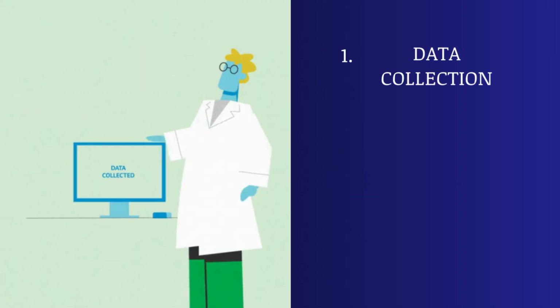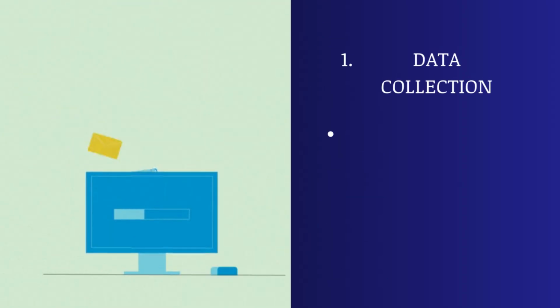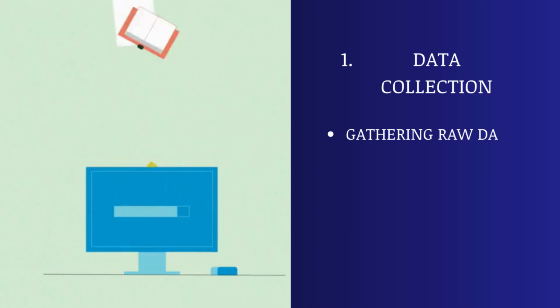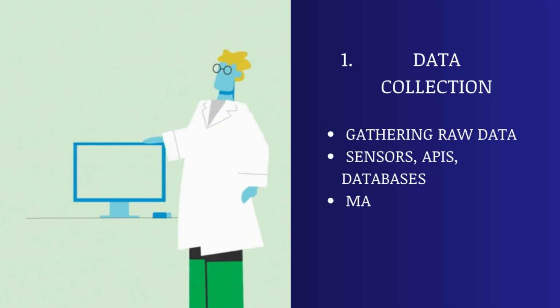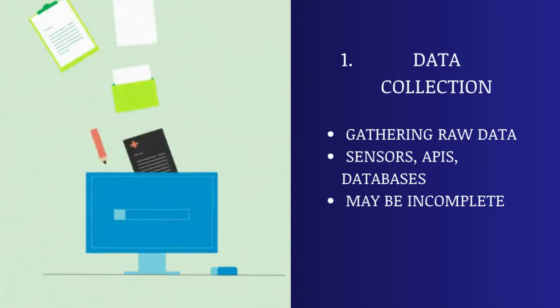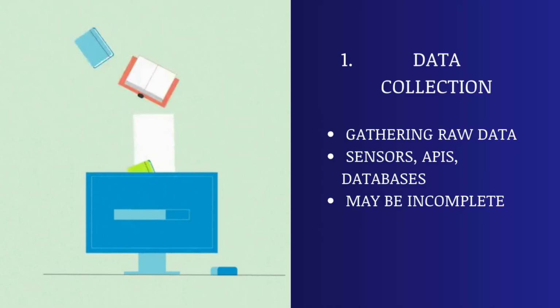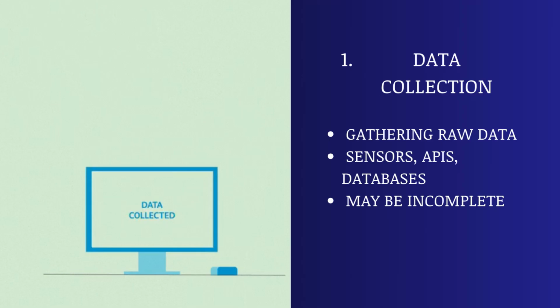Data collection. Data collection is the process of gathering raw data from various sources relevant to the problem. These data may come from sensors, databases, APIs, surveys, or web scraping. At this stage, data may be incomplete or irregular.